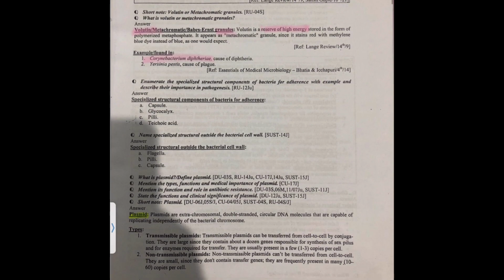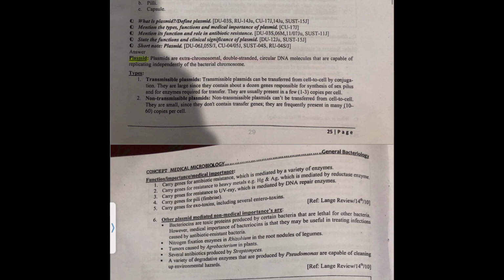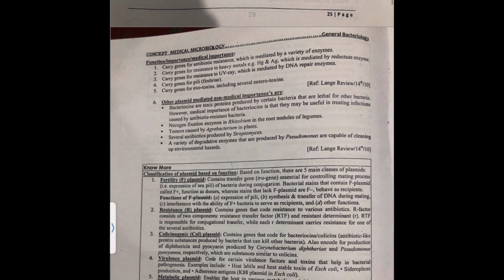Okay. So specialized structures: capsule, glycocalyx, pili, teichoic acid. Specialized structures are done. Plasmids are extrachromosomal double-stranded circular DNA molecules capable of replicating independently of the bacterial chromosome. They can be transmissible or non-transmissible. Transmissible are transferred from cell to cell. Non-transmissible cannot be transferred from cell to cell. Basically, they carry genes for antibiotic resistance, resistance to heavy metals, resistance to UV, and also genes for the synthesis of pili and exotoxins. Clear?